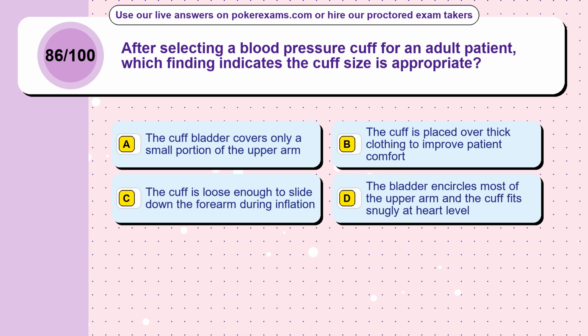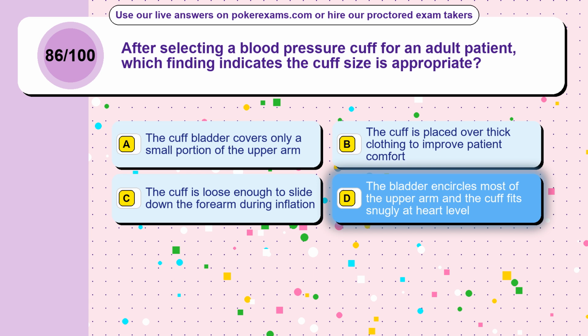Option A. The cuff bladder covers only a small portion of the upper arm. Option B. The cuff is placed over thick clothing to improve patient comfort. Option C. The cuff is loose enough to slide down the forearm during inflation. Option D. The bladder encircles most of the upper arm and the cuff fits snugly at heart level. The correct answer is option D. The bladder encircles most of the upper arm and the cuff fits snugly at heart level.